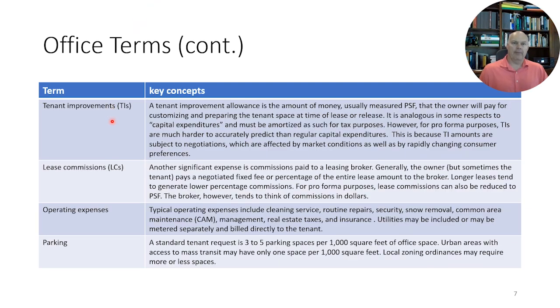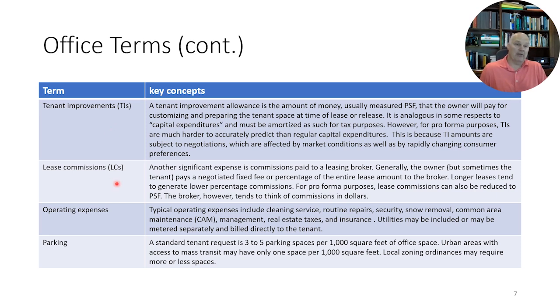So tenant improvements are similar to what we talked about in the industrial section. These are basically improvements that the tenant makes to their space to make it their space. The landlord oftentimes will allow a TI allowance. They'll give the new tenant a certain amount of dollars to put towards making their space their own, or to make it look like they want it to look.